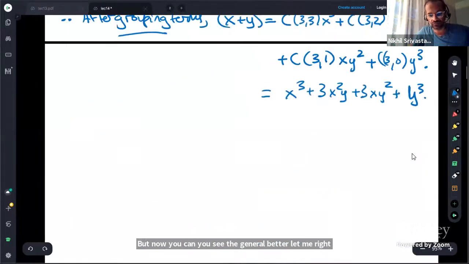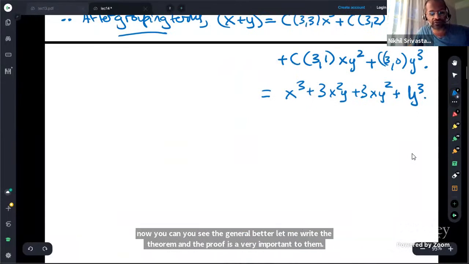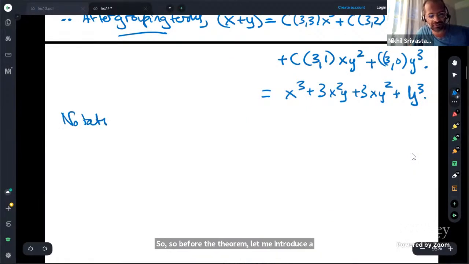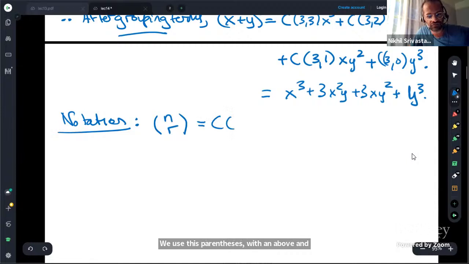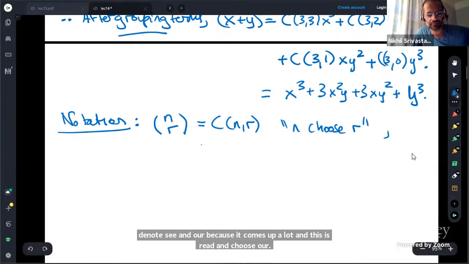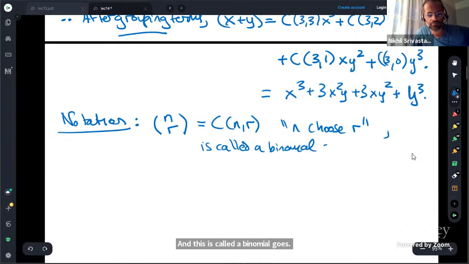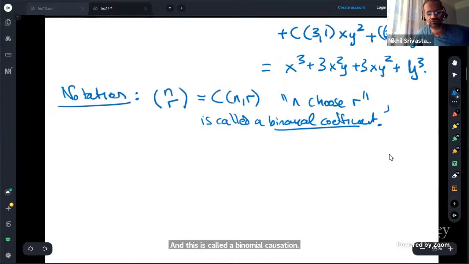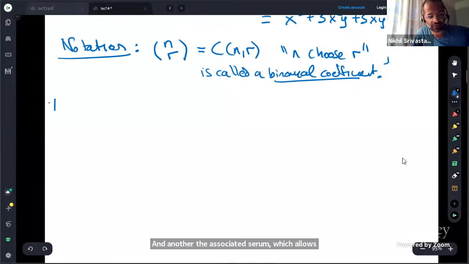Let me write the theorem and the proof. It's a very important theorem. Before the theorem, let me introduce an alternate notation, which is used throughout math. We use these parentheses with n above and r below to denote C(n, r) because it comes up a lot. This is read n choose r, and it is called a binomial coefficient. Now the associated theorem, which I'll state with the new notation, is the binomial theorem.